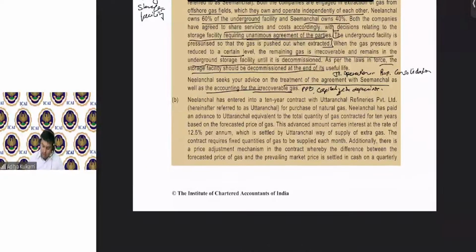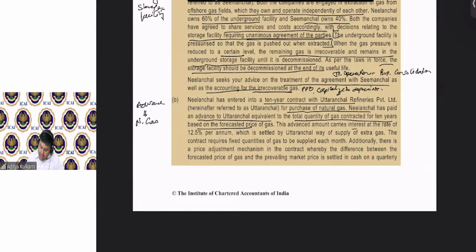Coming next, question B. Neelanchal has entered into a 10-year contract with Uttaranchal Refineries Private Limited for purchase of natural gas. Neelanchal has paid an advance to Uttaranchal equivalent to the total quantity of gas contracted for 10 years, based on the forecasted price of gas. Okay, not a forward contract, it has paid an advance. This advance, you will get natural gas in return.